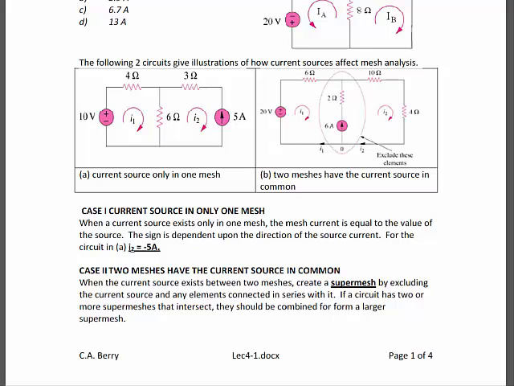The second type of current source we could have in a circuit is when the current source is shared between meshes. When the current source is shared between meshes, it's called a supermesh. The current source and anything in series with it becomes part of that supermesh. And just like with supernodes, we perform KVL and KCL at the supermesh. However, it's a little different for how we do that.